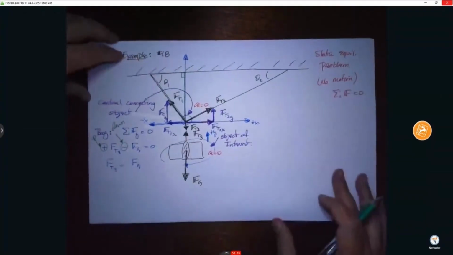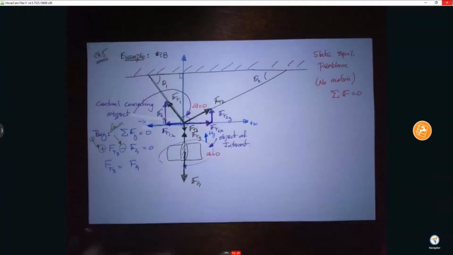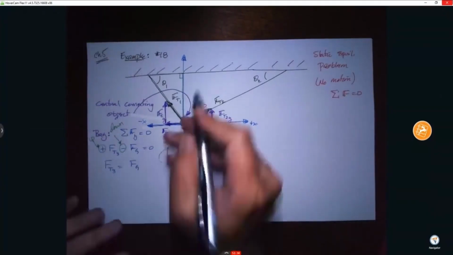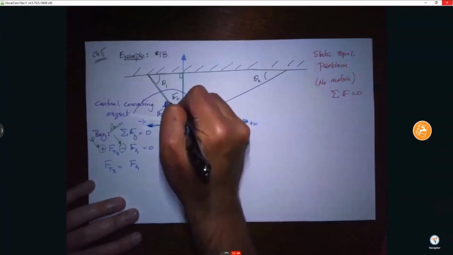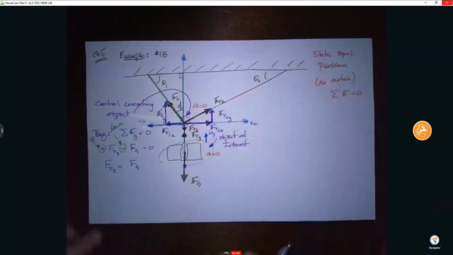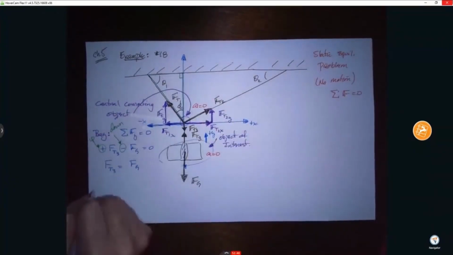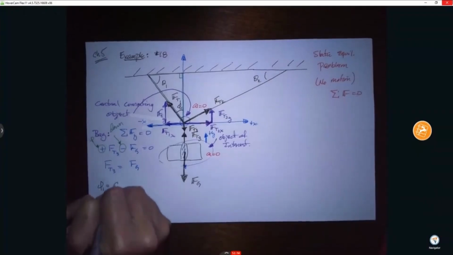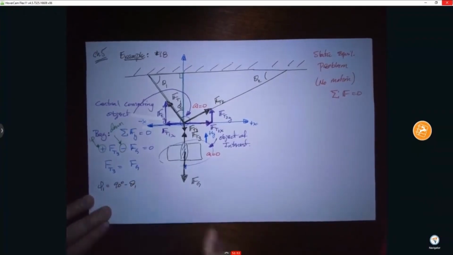And so then if this angle is theta 1, then this angle down here I'm going to mark as phi 1. And it's going to be 90 minus theta 1 because they sum to 180 degrees. So what we get is that our phi 1 angle will be 90 minus theta 1 like so.